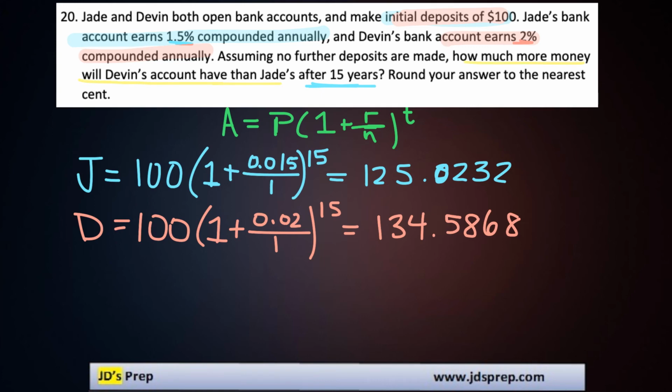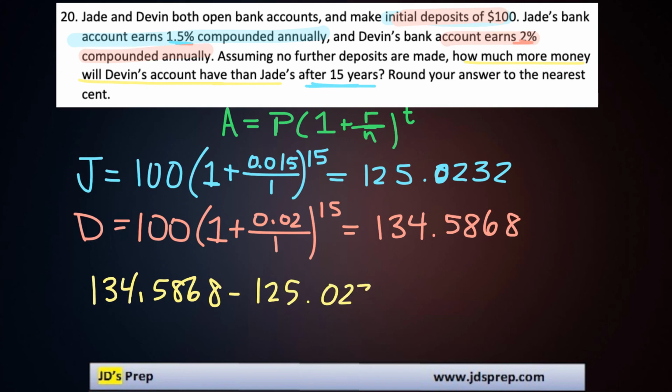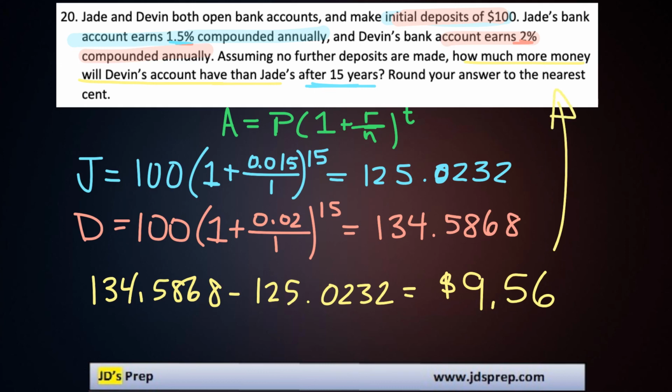All right, now to finally answer the question, how much more money will Devin's account have compared to Jade? Well, that's just a simple subtraction here. We're going to take Devin's amount and subtract Jade's, which gets us a difference of $9.56. And we are being asked to round that to the nearest cent, which is what I've done there.